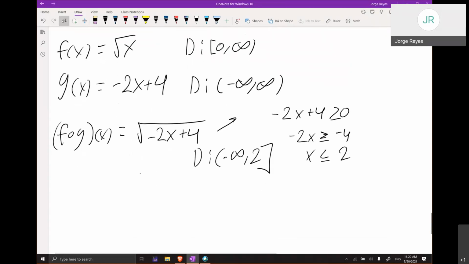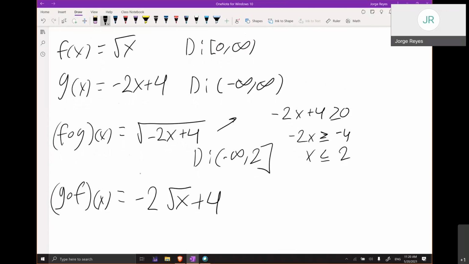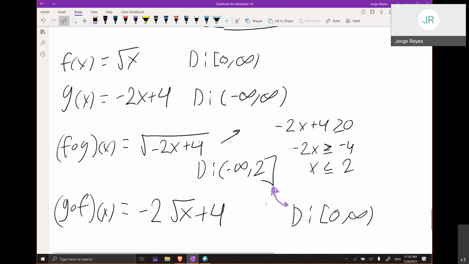If I do it the other way though, g of f of x, that means I'm sticking f inside of g, which means I have this thing. And if we just stare at this, then it's obvious. The domain here is just 0 to infinity. So we see that the two domains are dramatically different. They almost don't even intersect. But a tip, if you're a little confused, would be to find the domain of the composition as soon as you find it. So don't simplify, just find the domain.